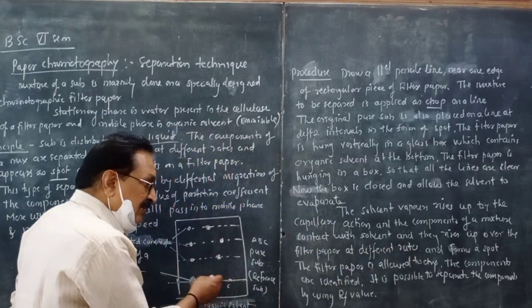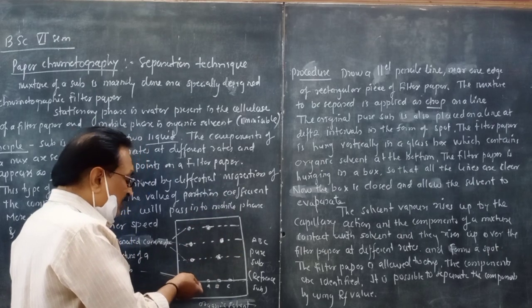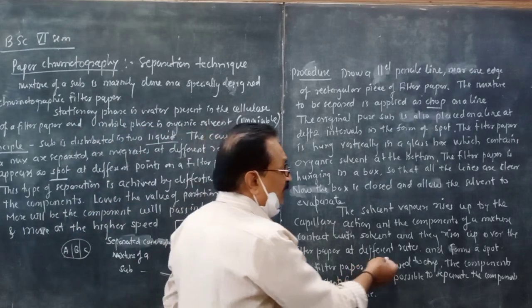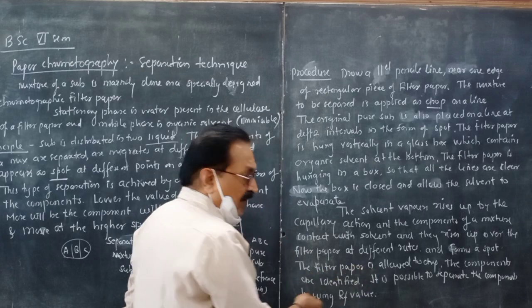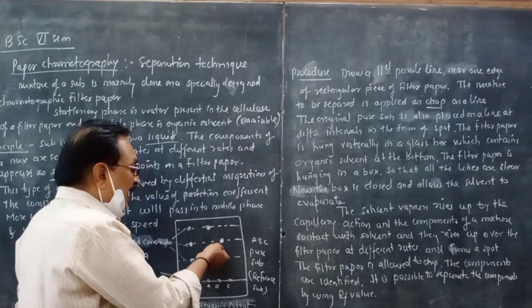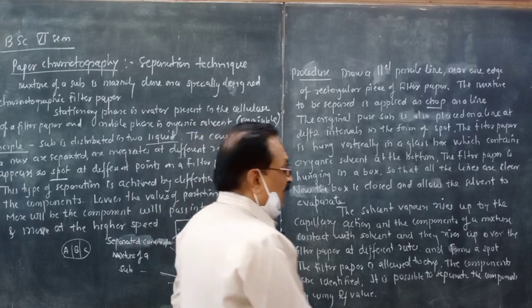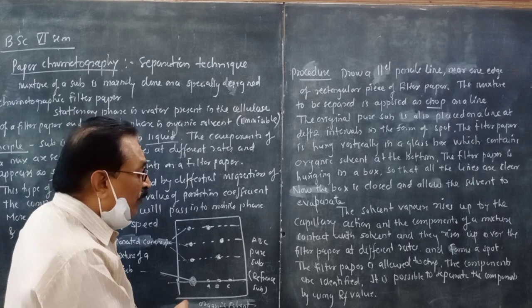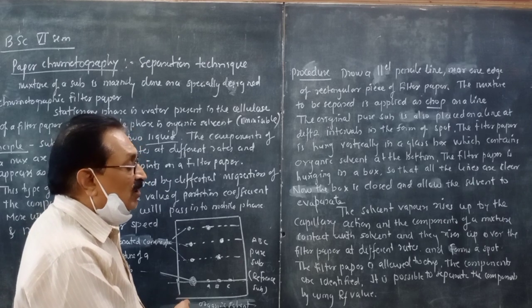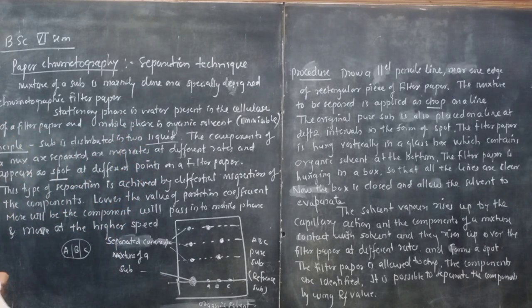Means the A, B, C components start to move at different rates, and the components present in the mixture also start to move at different rates and form spots on the filter paper. Finally, the solvent rises and they appear in the form of spots on the filter paper. After that, the filter paper is taken out and dried, and the components are identified, and it is possible to separate these components by using the RF value. Here we have taken the help of the RF value.